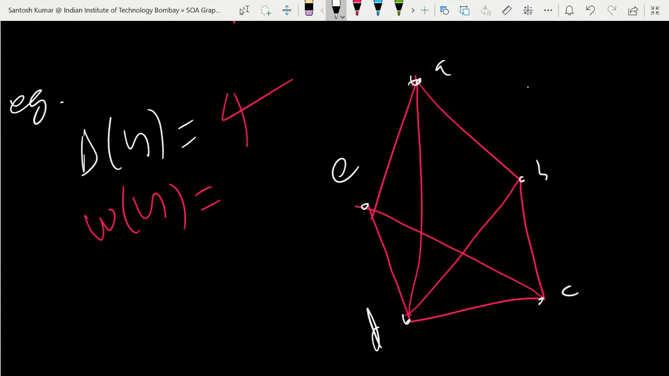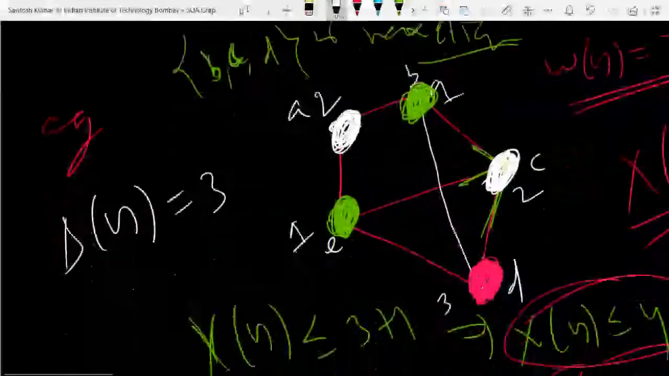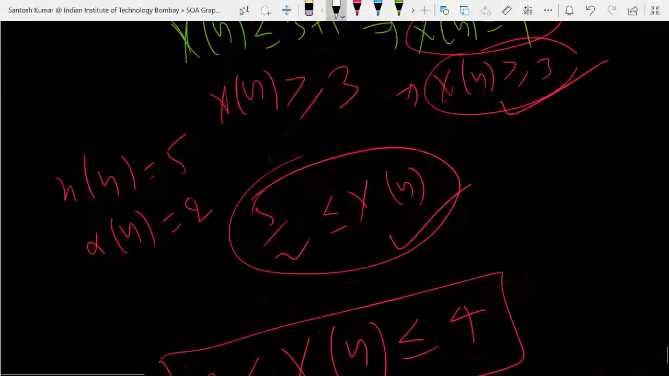Are you sure? A, B, D, E. Look at A, B, D, E. B, E has no edges. Okay, I got it, what you are saying. This is, I think, the same graph that I made here.